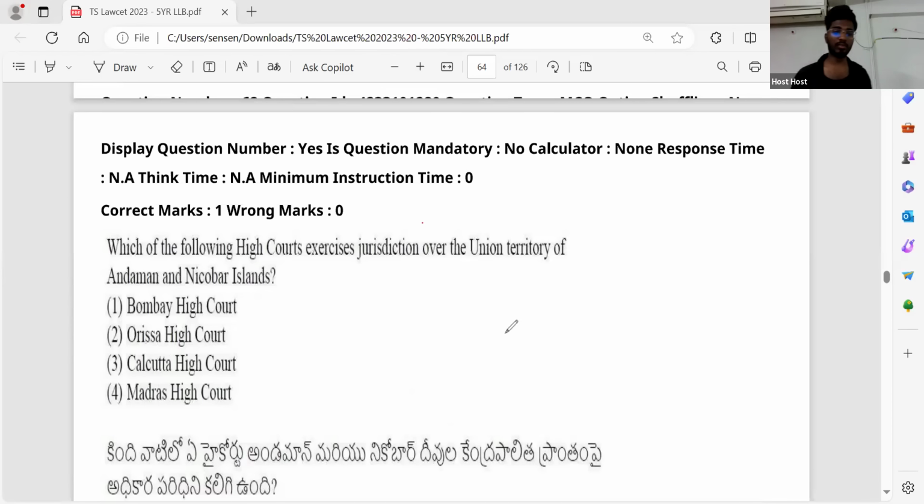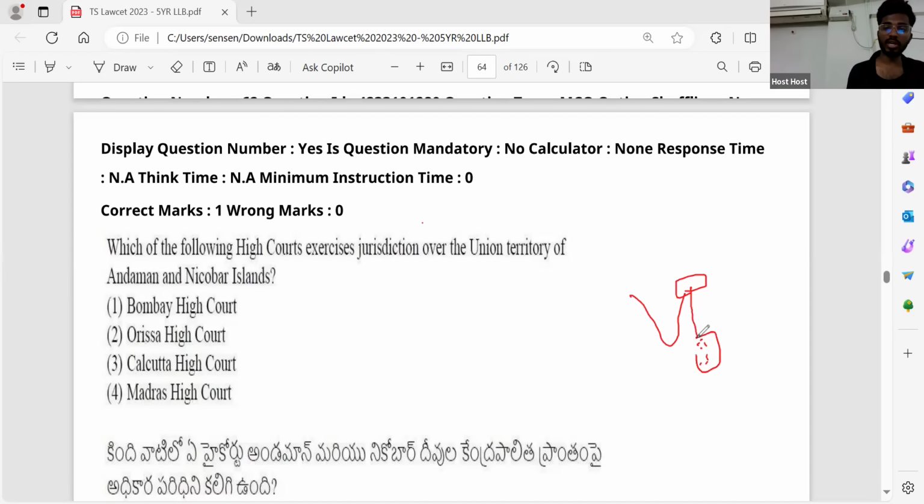So here, I'll tell you a very simple trick to remember. Where do you think the Andaman and Nicobar Islands are? They are somewhere over here. So they would fall under Calcutta High Court, which is somewhere over here. Because generally union territories don't have their own high court. Here, these states are nearest, but we are going to Calcutta High Court. Here, there is a union territory. What is that?